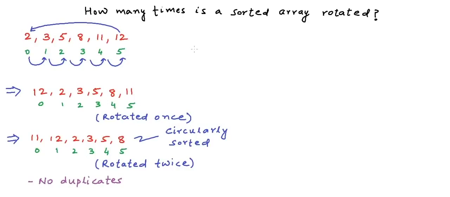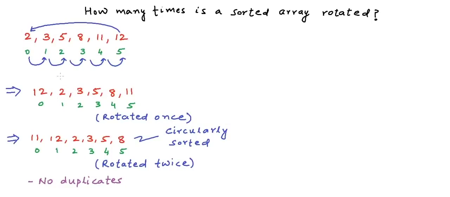So how do we solve this problem? One thing that should be pretty evident is that if we know the first element or the minimum element of the sorted sequence in the array, then we know how many times the array has been rotated. And when we say the number of times the array has been rotated, for this problem we mean rotation in the anti-clockwise direction or rotation towards the right.